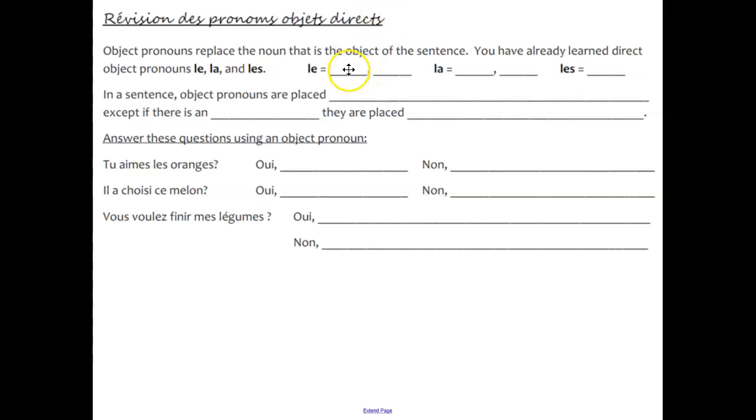Le has 2 different meanings. It can mean it or him. La also has 2 meanings, it or her. And the word les means them, referring to either things or people.